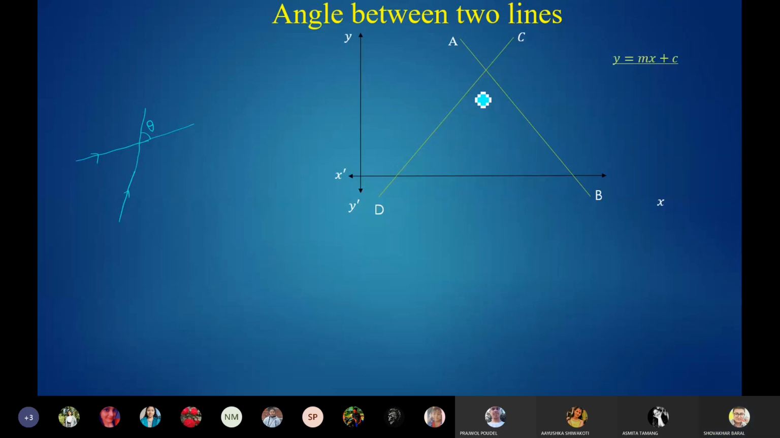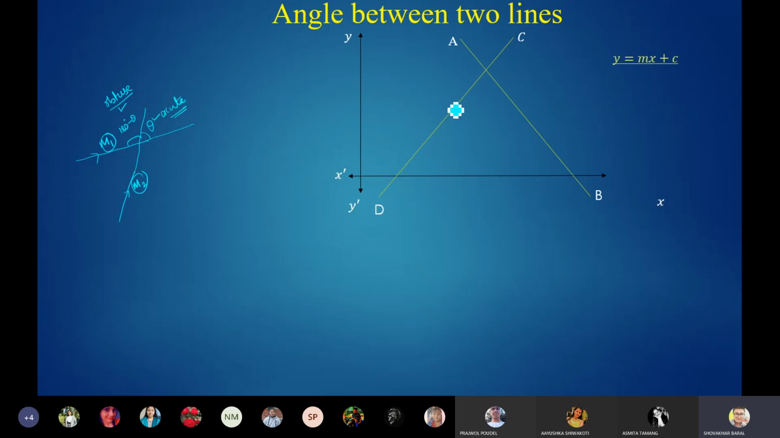If only the equations are given, at that time what you need to do is find the slope of the first line and the slope of the second line. If we know the slope of these lines, we can find either this theta or this 180 minus theta. We can find the acute angle, and also we can find the obtuse angle. This 180 minus theta is for the obtuse angle and this one is particularly for the acute angle.